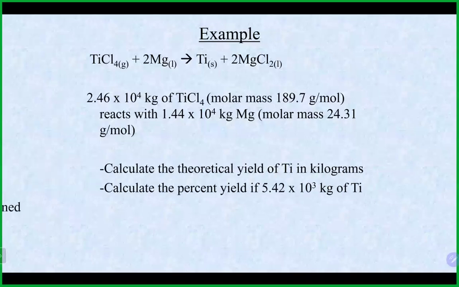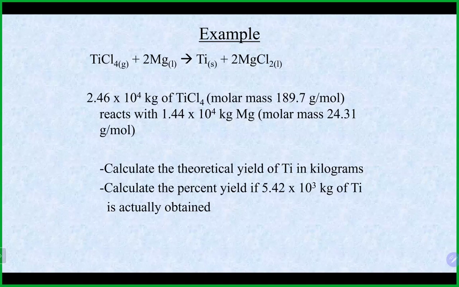All right, so let's try one here. Why not? Big numbers. There we go. Starting with this here, 2.46 times 10 to the 4 kilograms of TiCl4, molar mass 189.7, reacts with 1.44 times 10 to the 4 kilograms of magnesium, molar mass 24.31. What is the theoretical yield of Ti? And what is the percent yield if you produce 5.42 times 10 to the 3 kilograms here? I think the only other number you need is 47.88 for titanium. All right, take a few moments there.